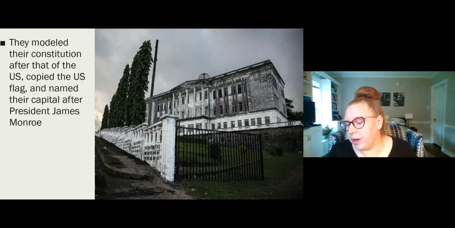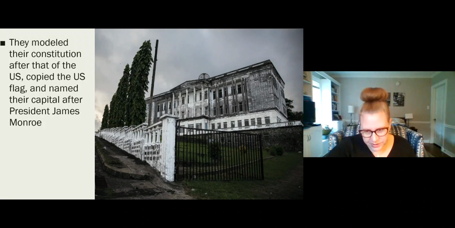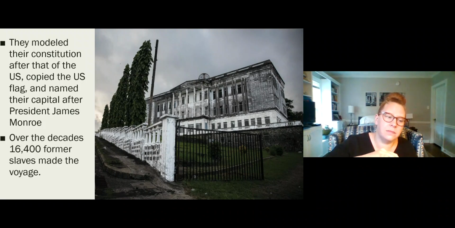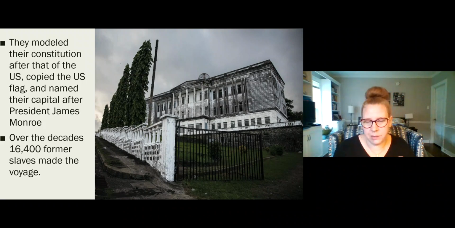Liberia is such a weird story because it's almost a complete repeat of the Jamestown story, okay? They modeled their constitution after the U.S., copied the U.S. flag, named their capital after James Monroe, settled in a crappy, swampy spit of land, and at first really, really struggled to get any kind of toehold. Over the decades, you had about 16,000 people, former slaves, free blacks, move back across the ocean into Liberia.